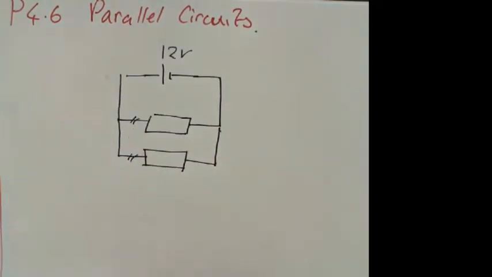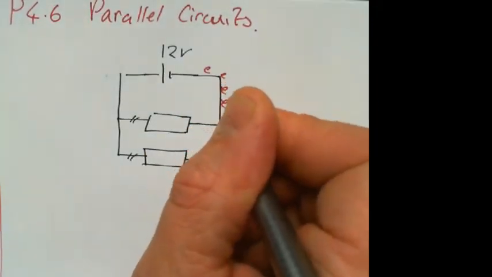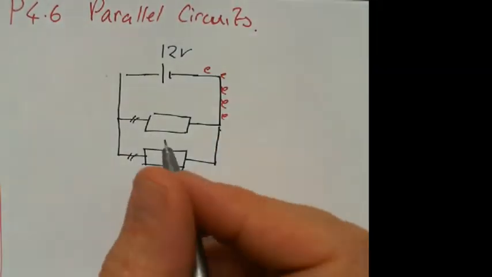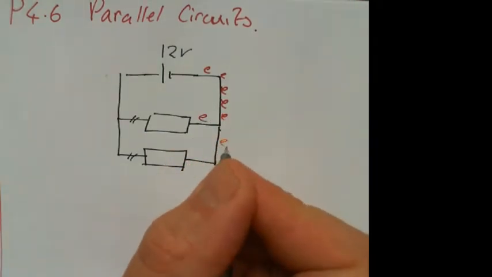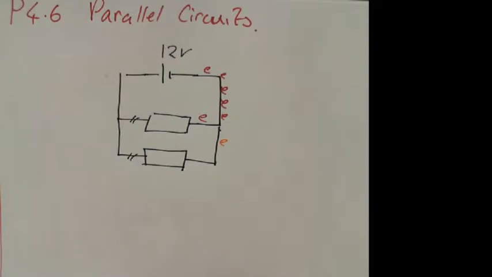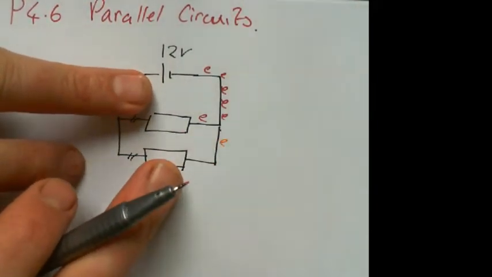And an electron going around the circuit, when it gets to here, it's now got a choice. Do I go this way, or do I go this way? Okay, so that's why it's called a parallel circuit, because it does two things at once. It does two things in parallel.